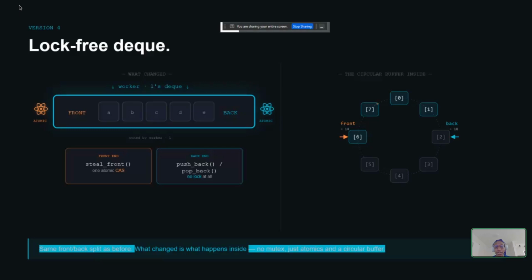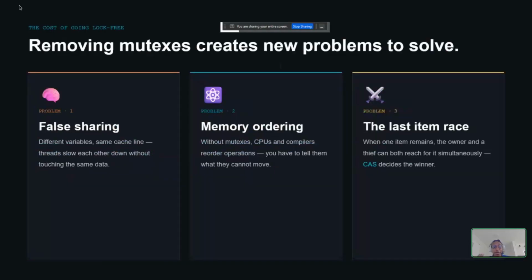So that was it. I made it circular and then I made it lock free. But making things lock free comes with its own issues. It creates problems: you have false sharing, you have to think about memory ordering, and you have to think about what happens if this is the last element in this data structure. Who will be the one to take it?